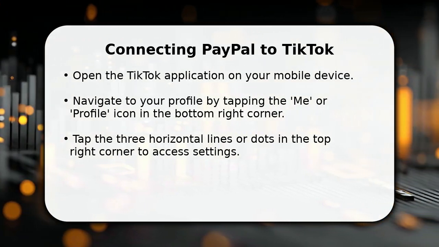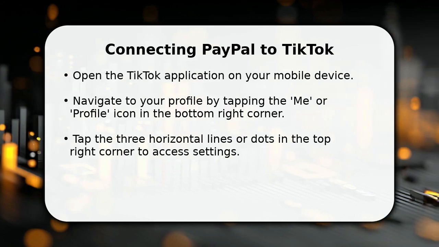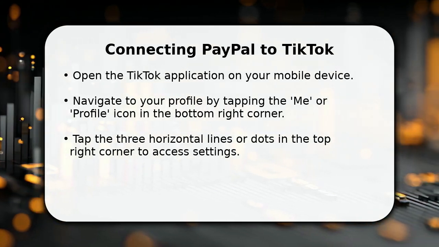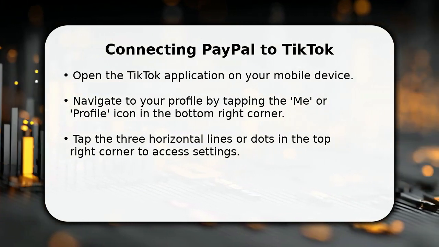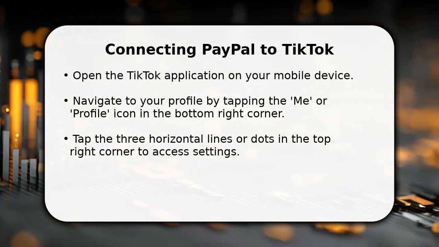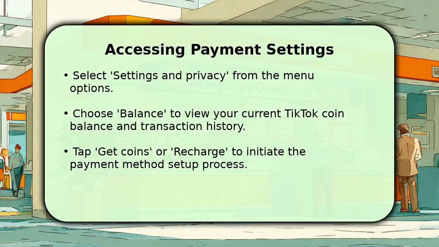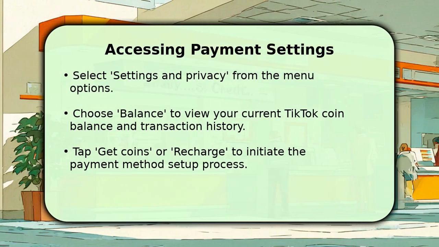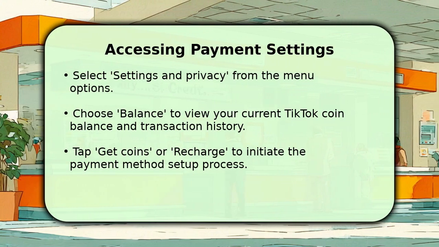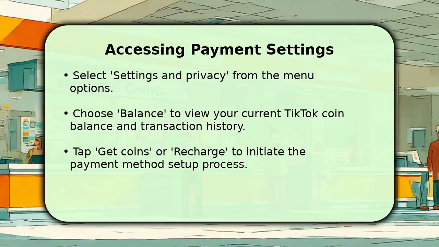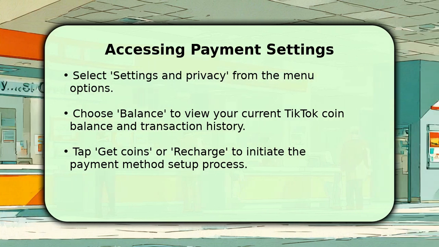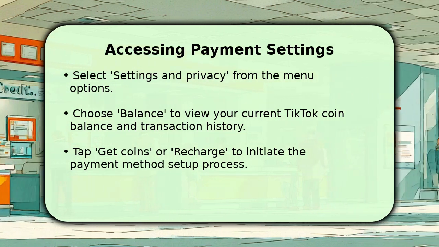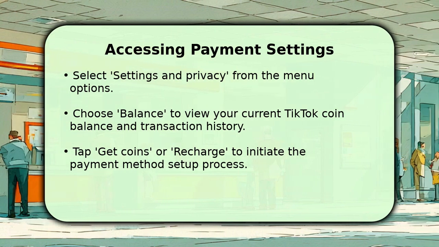From your profile page, find and tap the three lines or dots in the top right to open your main settings and privacy menu. This is your gateway to managing account details. From the expanded menu, you will want to select Settings and Privacy, which is usually near the bottom. Within Settings and Privacy, look for and tap on the Balance option. This section allows you to manage your virtual coin balance and see past transactions.